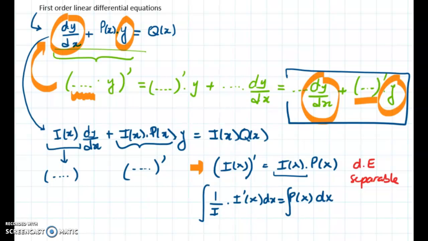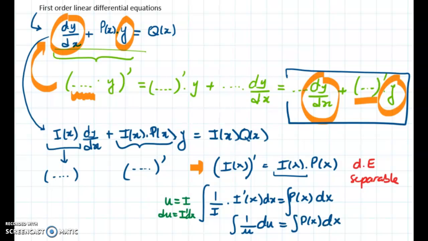We can do a change of variable here. If u is the function I, a function of x, I of x, then du is going to be I prime dx. So actually what we have on the left-hand side is just the integral of 1 over u du, and on the right-hand side we have the integral of p of x dx.